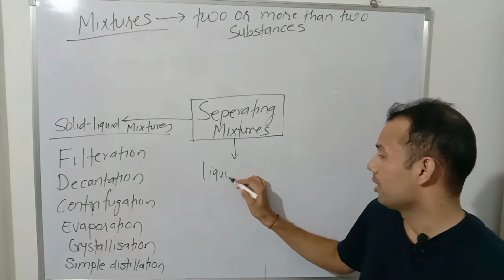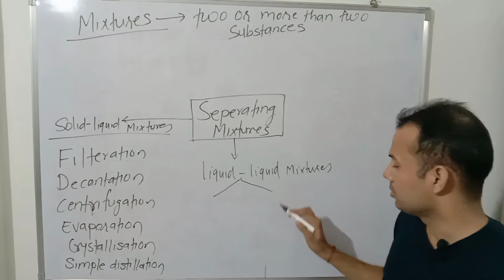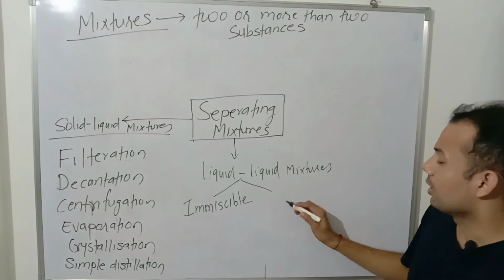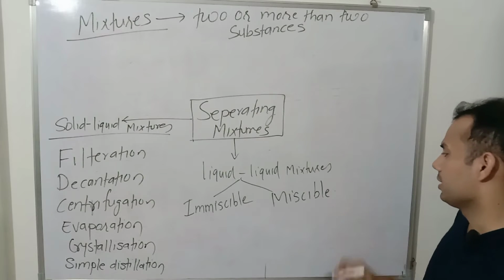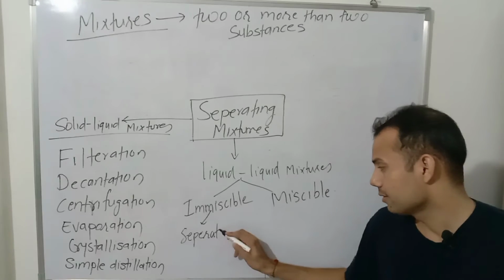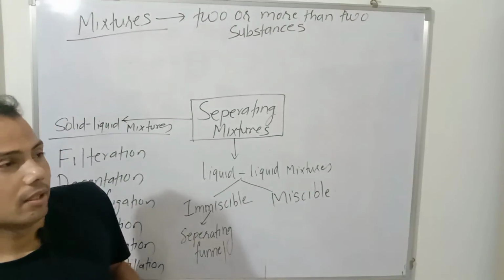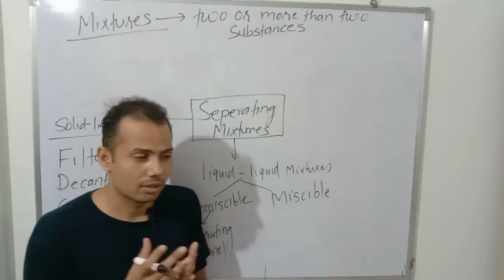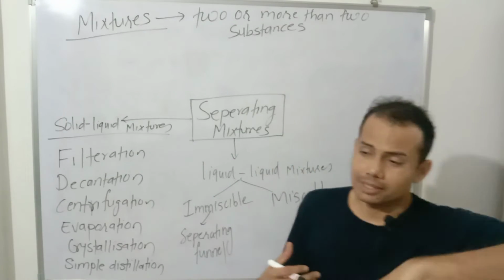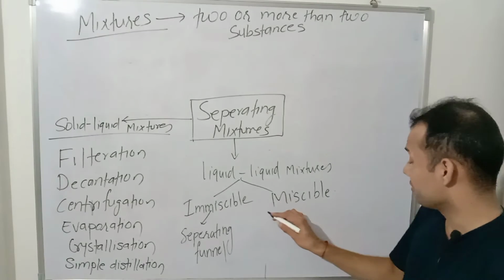Now let us talk about another one, liquid-liquid mixtures. In that case there are two possibilities: the liquids are immiscible, or they are miscible. If they are immiscible, you can use a separating funnel. With a separating funnel, if the two liquids do not mix together, you will get two layers. You can simply take out the bottom layer, and the above layer will remain there.